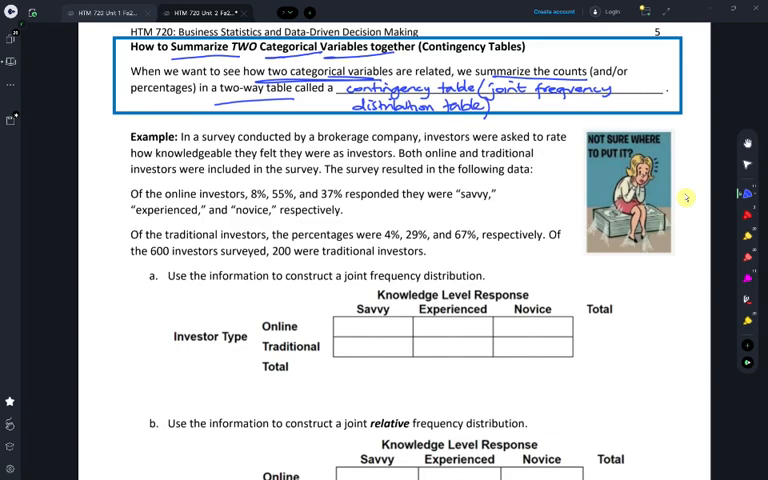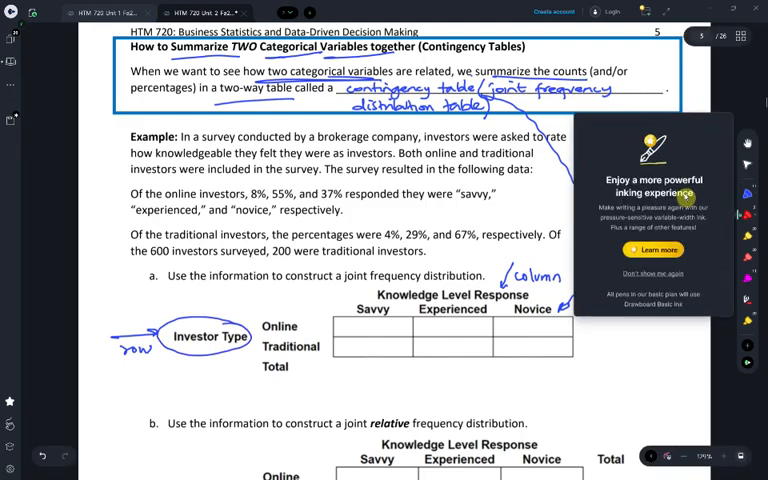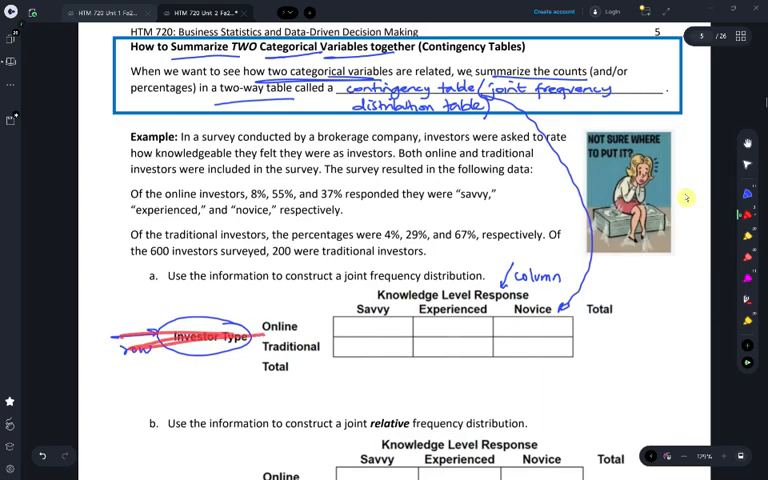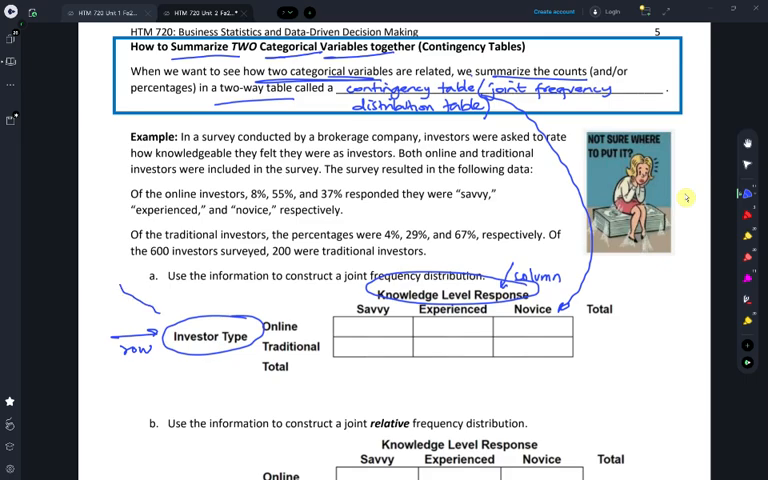Now, to illustrate what a contingency table looks like, it is simply a two-dimensional table, one row-wise and column-wise. So you have the row variable, in this case, investor type, and then we have the column variable, which is knowledge level response. In this context, what is that about? Let's read up on this.